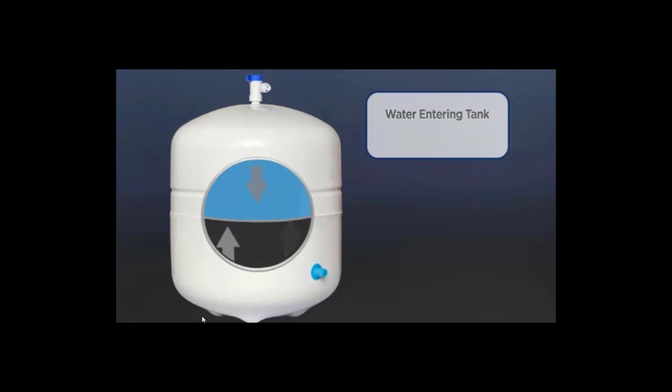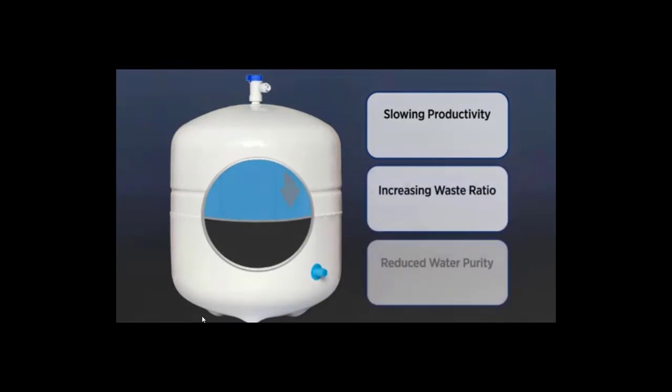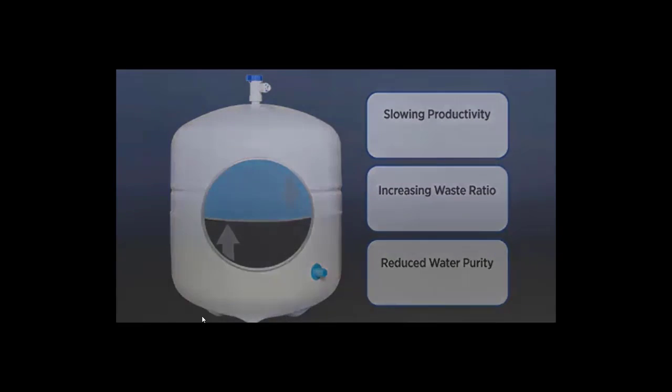However, the back pressure building inside the storage tank does impact the membrane's permeate production. The production slows down as the tank fills. Additionally, these storage tanks need to be large enough to hold both the stored water and the air cell.